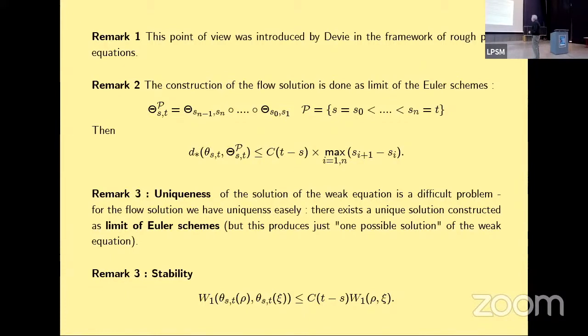Another thing that it produces, and is not bad, is stability. People look at the equations I discuss, and we take an initial condition or another initial condition. The problem is whether you have stability with respect to perturbation of the initial condition. What is proved in a rather simple way in our class is that if you take initial condition rho and initial condition psi, then W1 of theta s rho and theta s psi, so you change the initial condition and look in the Wasserstein distance, is less than C(t minus s) W1 of rho psi. So you have this stability property.